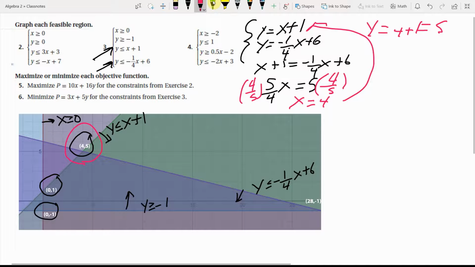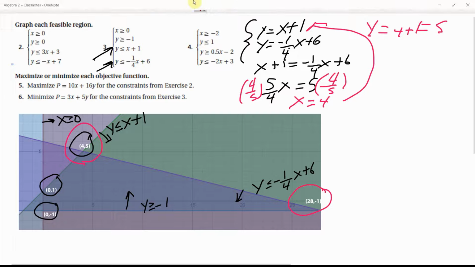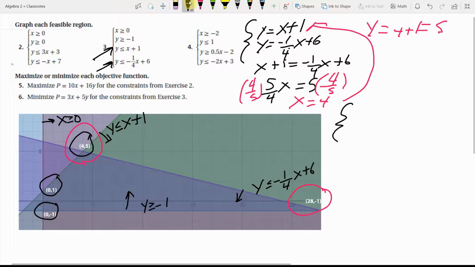Okay. The next one we have to find the vertex for is that there. So again, notice we have two equations here. We're solving a system of equations. That's what chapter 3 is all about, solving a system of equations. The first equation is y is equal to negative 1/4 x plus 6. And the next equation, okay, well that's the line y is equal to negative 1. Again, we don't care about the inequalities. We're finding the intersection, so.